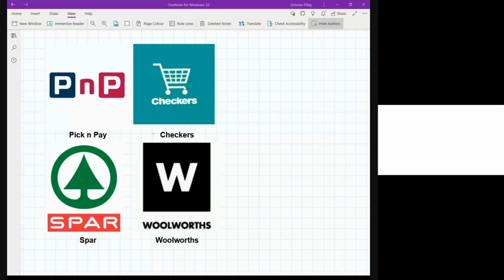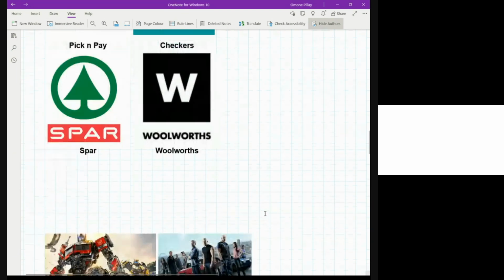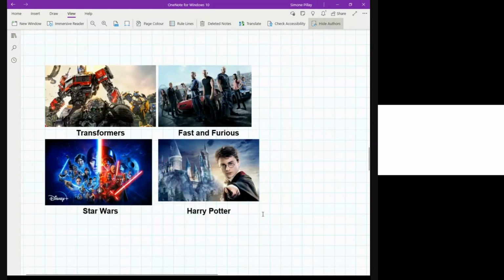Also, Checkers has the little shop. I love things like that. It's so cute. So I get it. Checkers is cool. I feel like Pick and Pay is so generic. Pick and Pay, I don't like Pick and Pay.